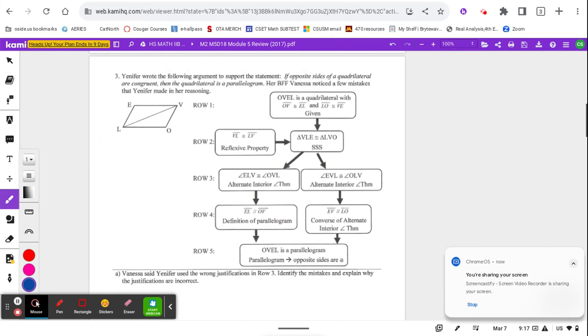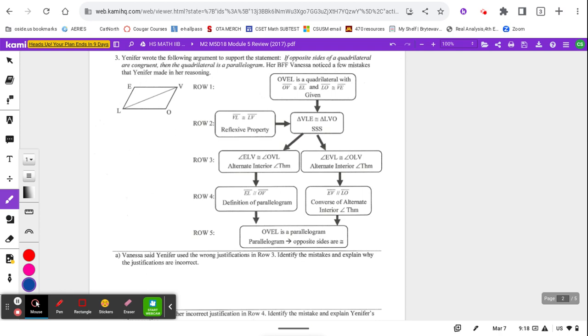Okay, so on the second page, we're looking at a proof written by Yennefer about a possible argument that she sees in the image and what she's trying to prove. And then as they're going through, her best friend Vanessa notices a few mistakes that Yennefer made in her reasoning. So we're going to go through and look at, do we notice these errors?